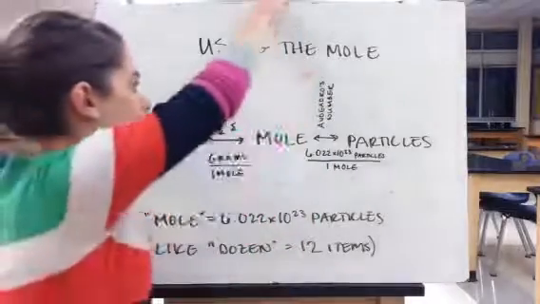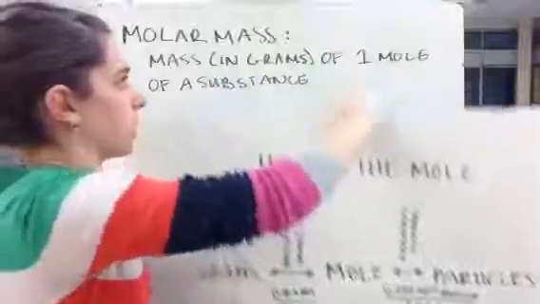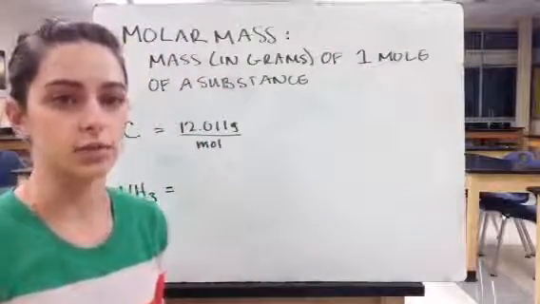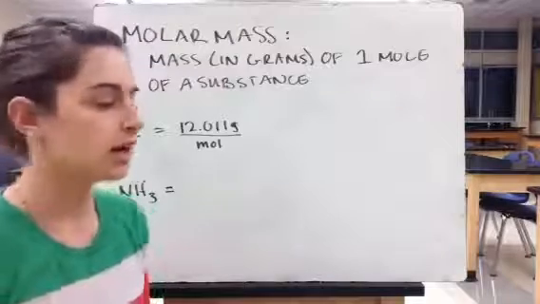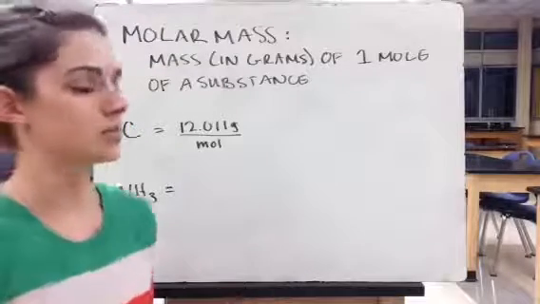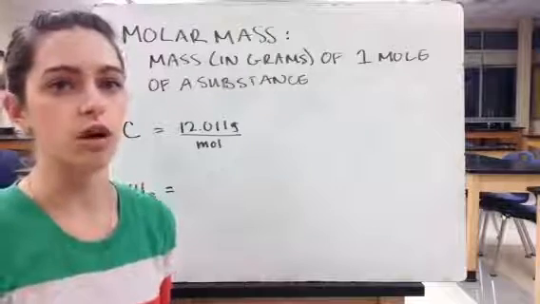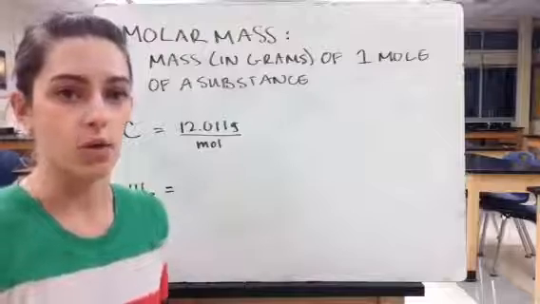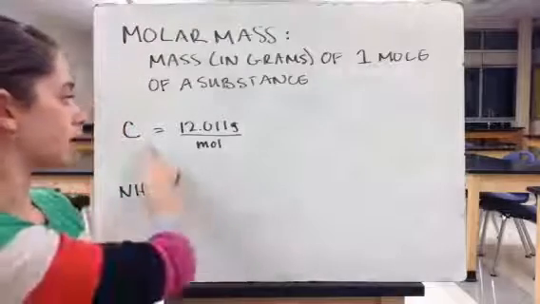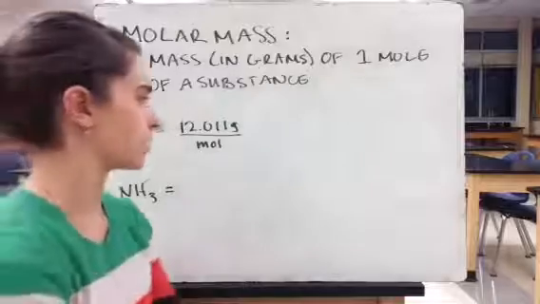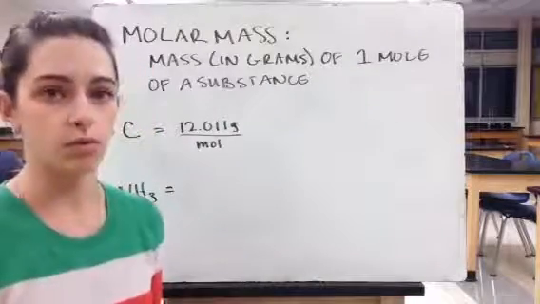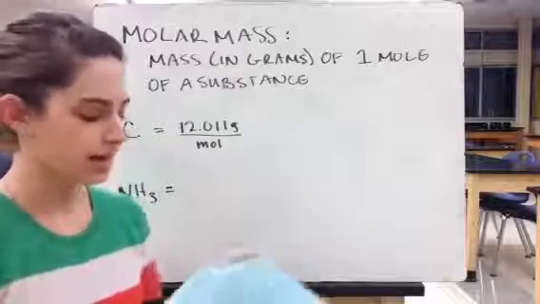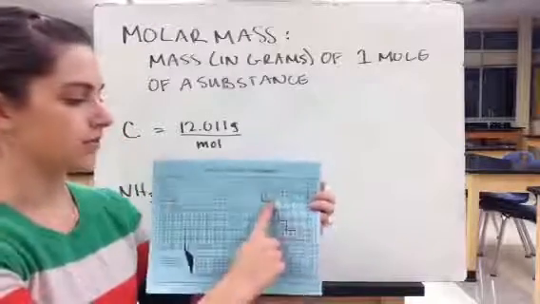So let's look at our first requirement. Before we can do any of these conversions, we need to know how to calculate molar mass. And we've done this a little bit already. We know that the molar mass is the mass in grams of 1 mole of a substance. If we have 1 mole of hydrogen, it has a mass of about 1 gram. If we have a mole of carbon, it has a mass of 12.011 grams in 1 mole. So grams per mole are the units for molar mass. That number for carbon comes right off the periodic table.